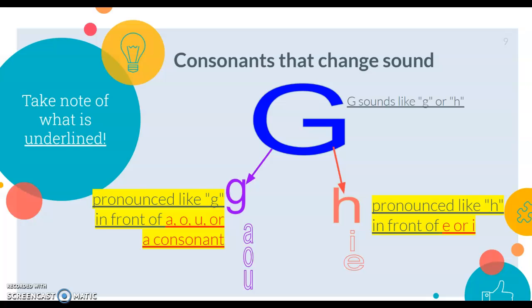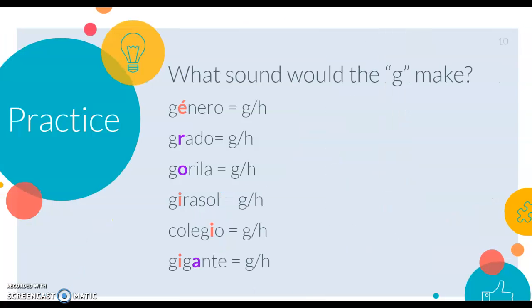Another letter that we have that changes the sound is the letter G. So it makes the G sound as in gorilla if it's in front of the A, O, U, or consonant. Okay, it makes the H sound if it's in front of an E or an I. Okay, so if it's GE, it'll make the sound like general. Okay, so two sounds, the G or the H.